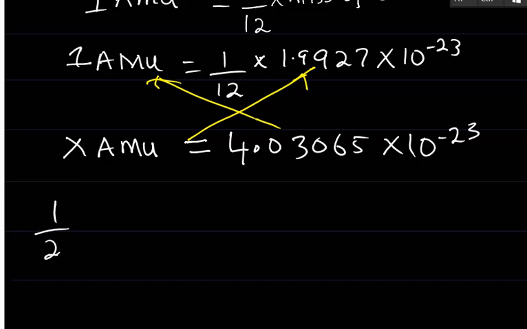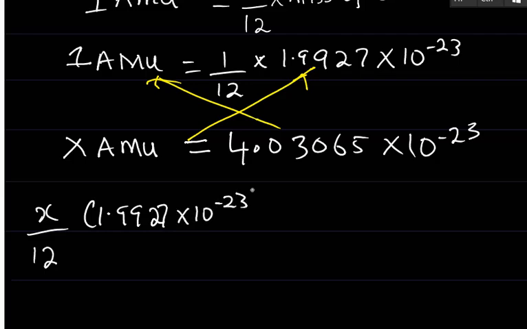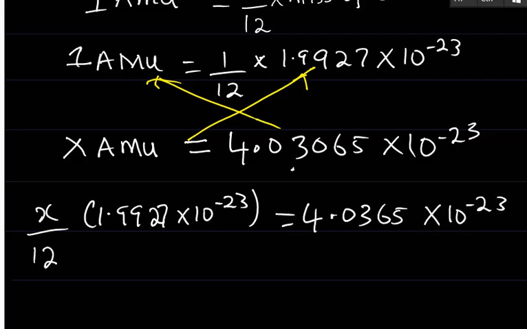So cross multiplying, I have 1/12, 1 all over 12, or better still, S all over 12, of 1.9927 times 10 raised to the power minus 23, is equal to 1 multiplied by this, which is still going to be the same, 4.0365 times 10 raised to the power of minus 23.